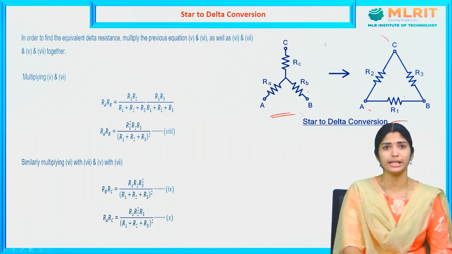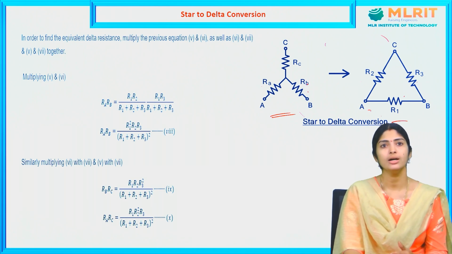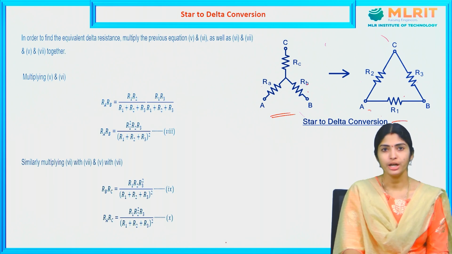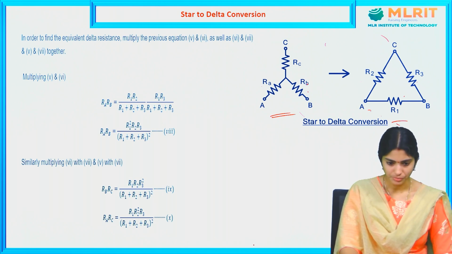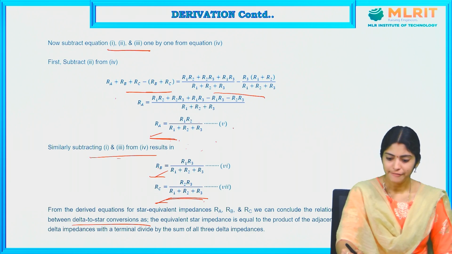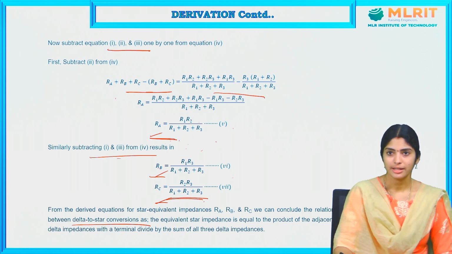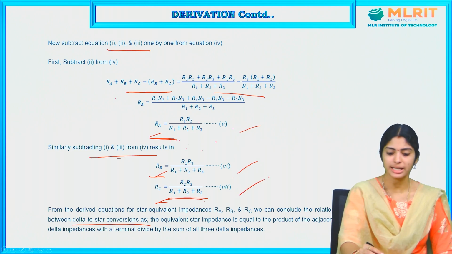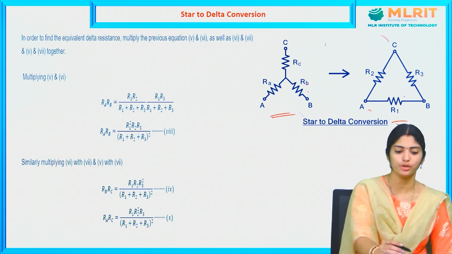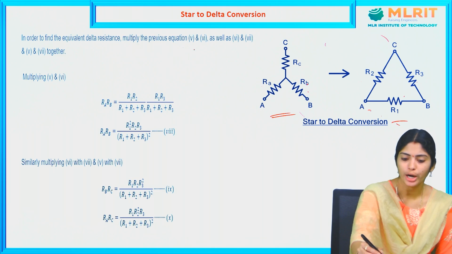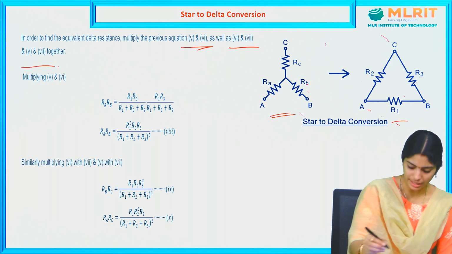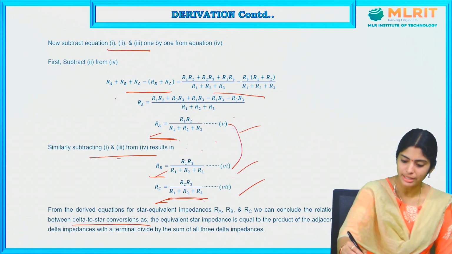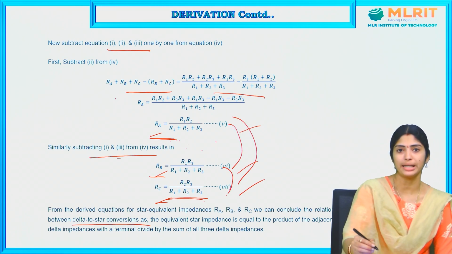Okay, so in order to find out the equivalent delta resistances, we have to multiply the previous equations 5 and 6, as well as equations 6 and 7, and 5 and 7 together. See here, 5, 6, 5, 7, these values which we got from these conversions, we have to use here in order to find out the values. So first we have to multiply equations 5 and 6, then equations 6 and 7, next 5 and 7. So we have to multiply all these values.